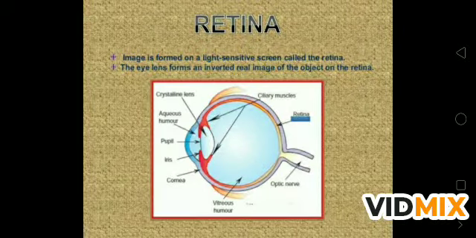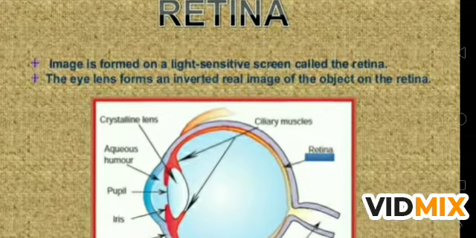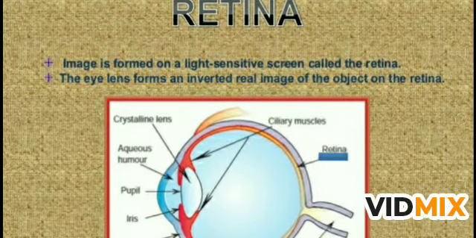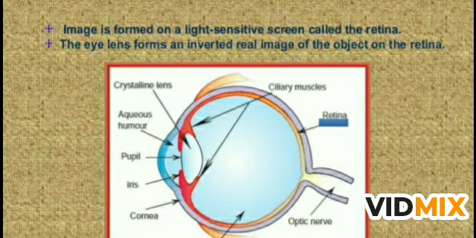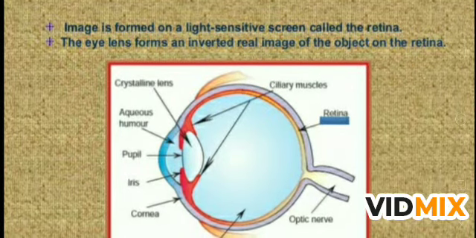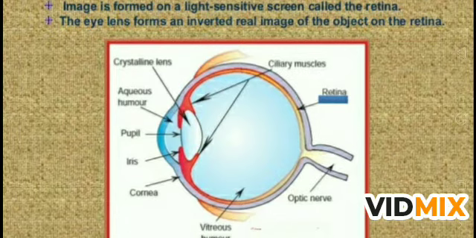Next is retina. Retina is the part of the human eye where the image is formed. So we can say the image is formed on the light sensitive screen called retina. It behaves like a screen. If you see in this diagram, it is underlined by the blue color, and the eye lens forms an inverted real image of the object on the retina. Very important line: the images formed on the retina are real and inverted, and when it is received by the brain, it is again inverted, and we see the erect image of the object.